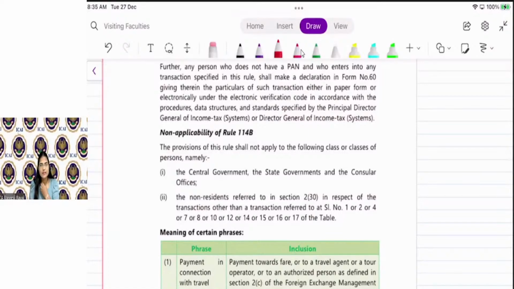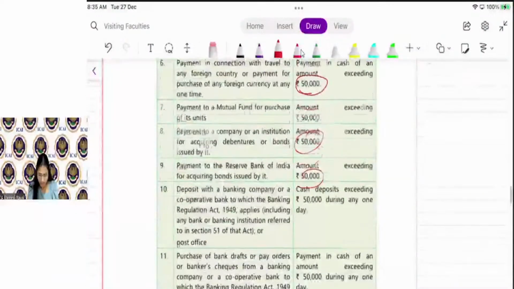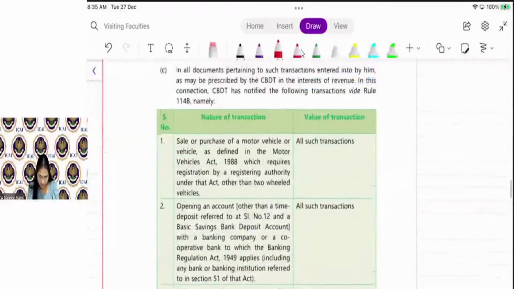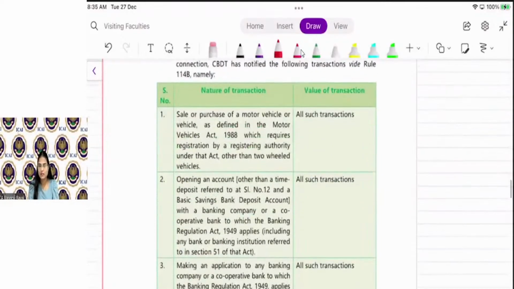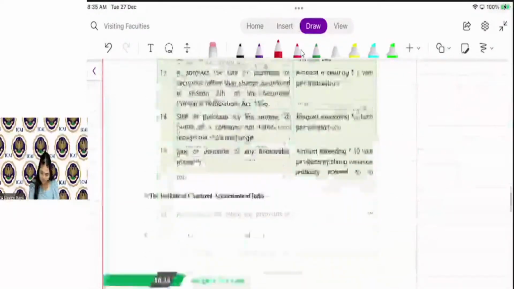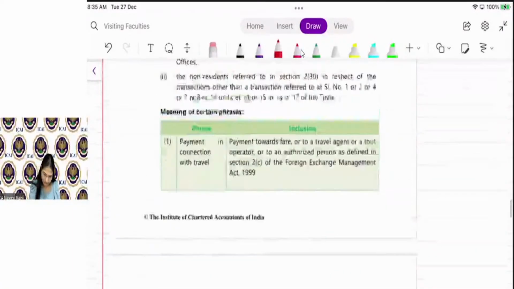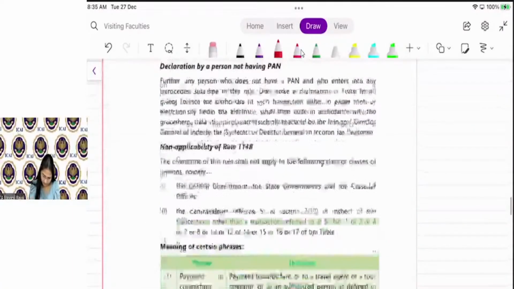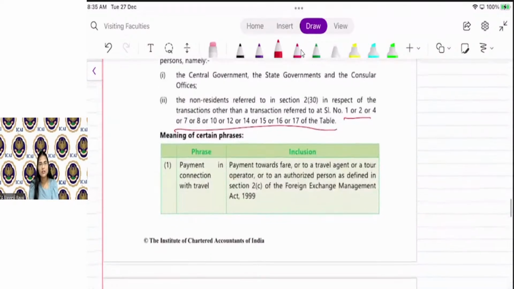So other than that, say for example, if a non-resident enters into a transaction of serial one, that is the sale or purchase of a motor vehicle, then he has to provide his PAN. Other than this transaction, a non-resident is not required to mention their PAN.